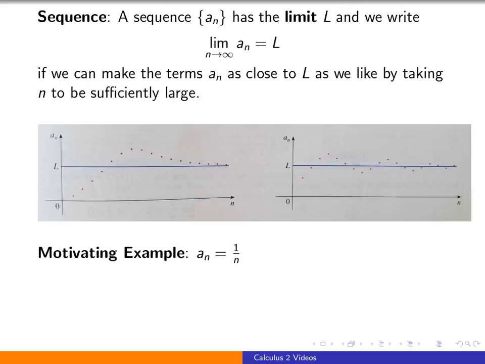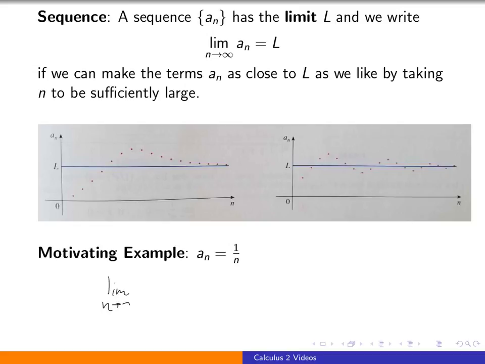So we say that a sequence has a limit L, and we use our standard notation, the limit as n approaches infinity of a sub n is equal to L, if we can make the terms a sub n as close as we would like to L by letting n be large enough. So in terms of a graphical representation, thinking of the sequence plotted out as points, we see two visualizations of a sequence having a limit L. That is, the further you get to the right, the closer those individual points are getting to that value of L.